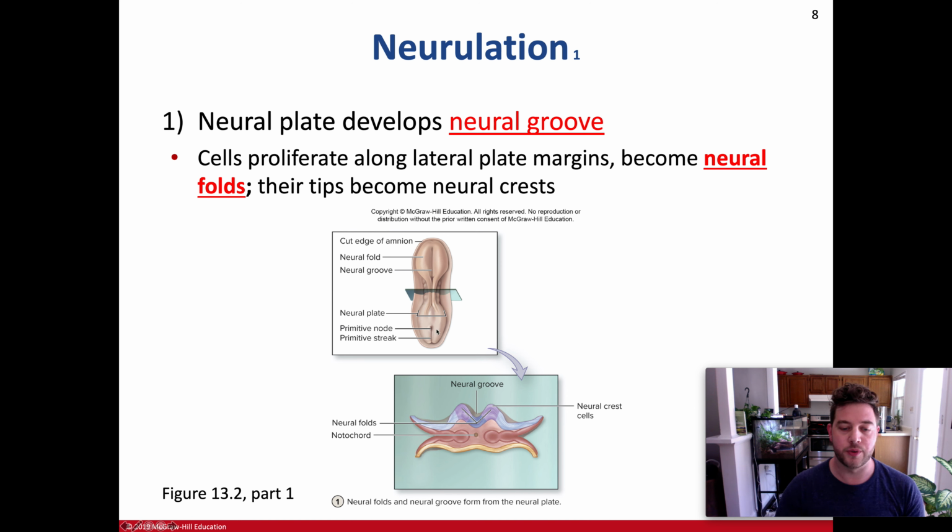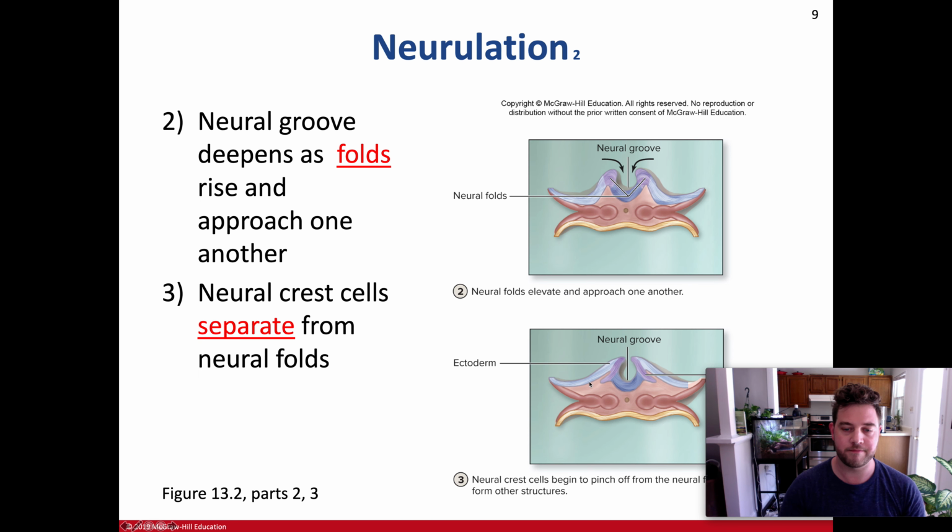You have your neural folds that start to develop. As they develop, they have a groove that comes between them. That's your neural groove. And then the top there is the crest. So you have the tops of the hills and then the valleys. The neural groove deepens as the folds start to rise, come towards each other, and connect. And the neural crest cells separate from the neural folds. As we saw, those become the PNS.